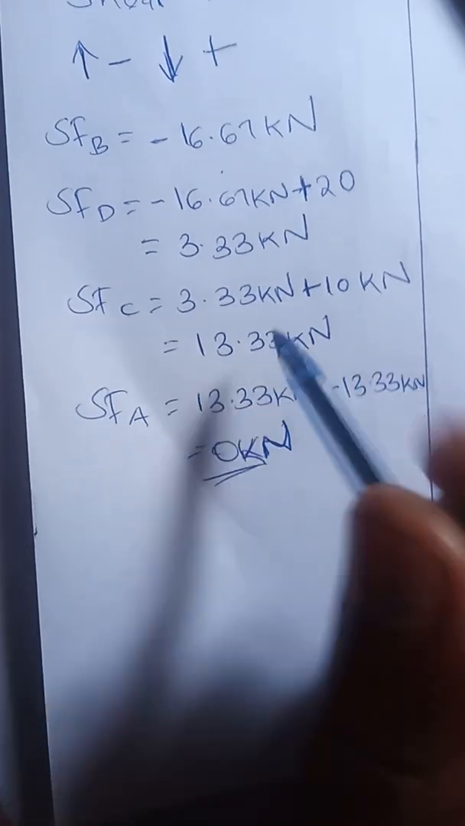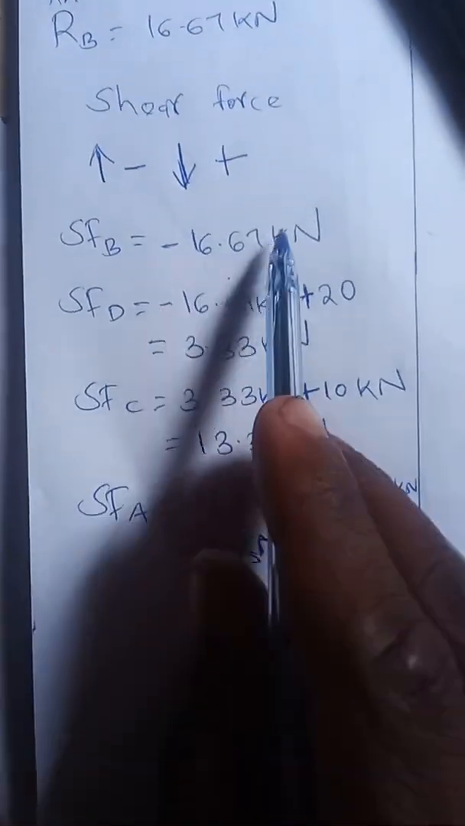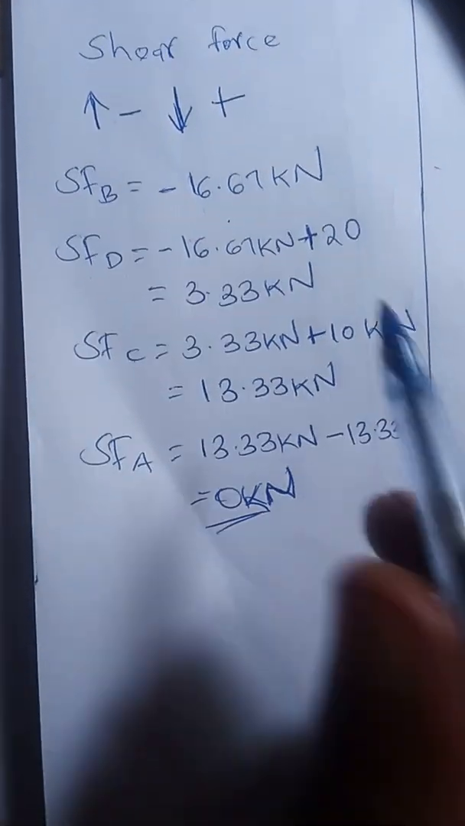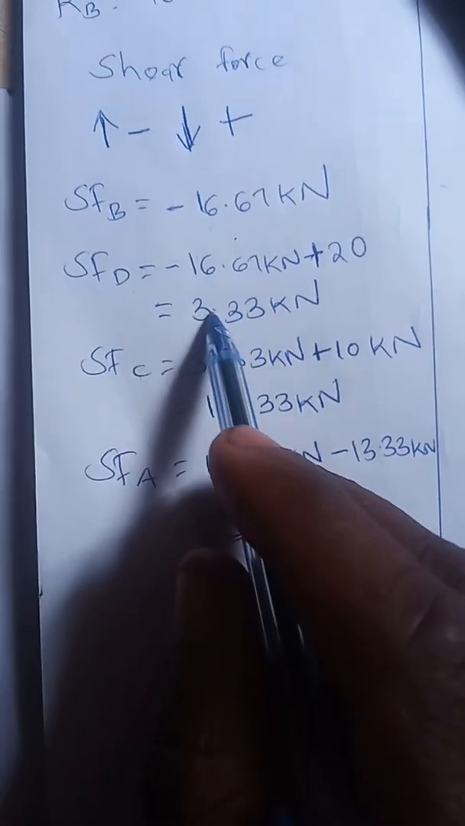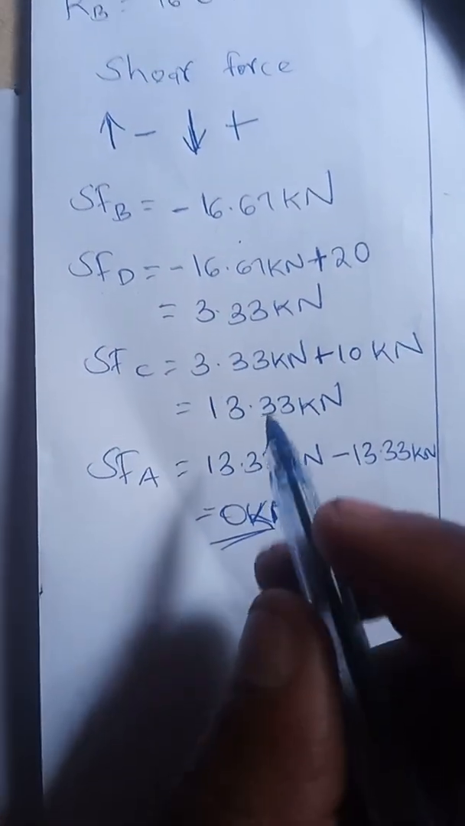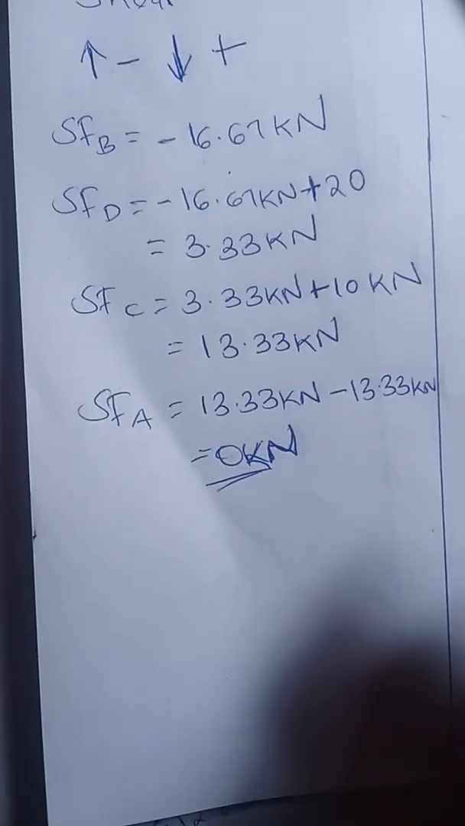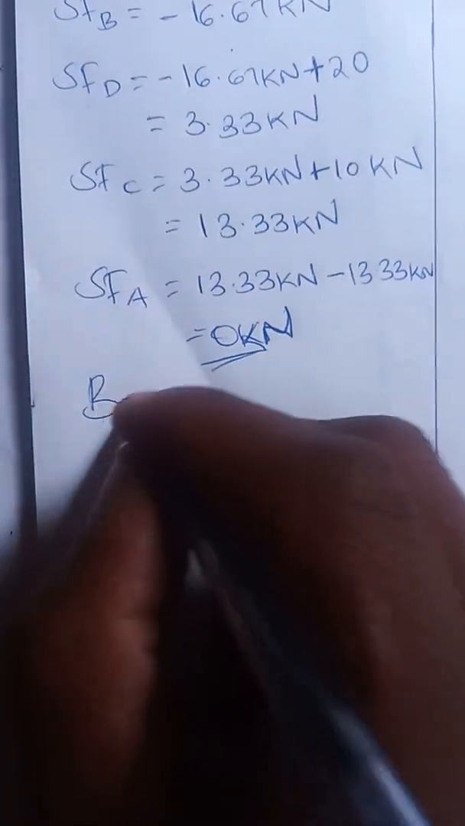So the shear force at B is 16.67 kilonewton. The shear force at D is 3.33 kilonewton, and the shear force at C is 13.33 kilonewton. The shear force at A is 0 kilonewton. So we can go on to look at the bending moment.